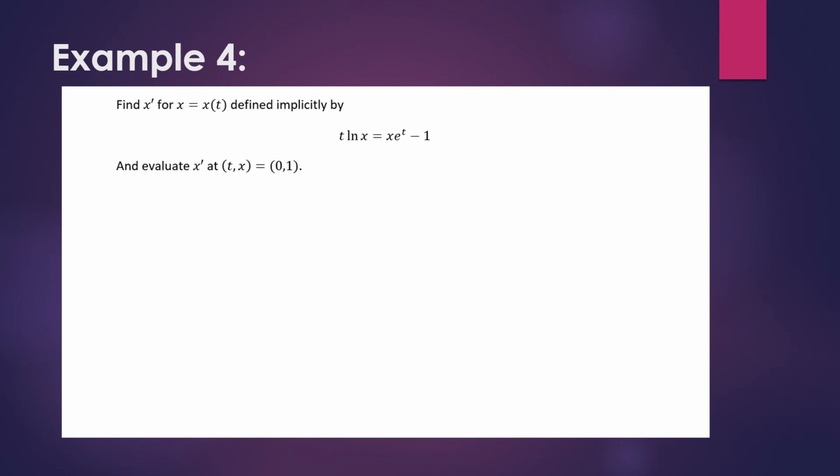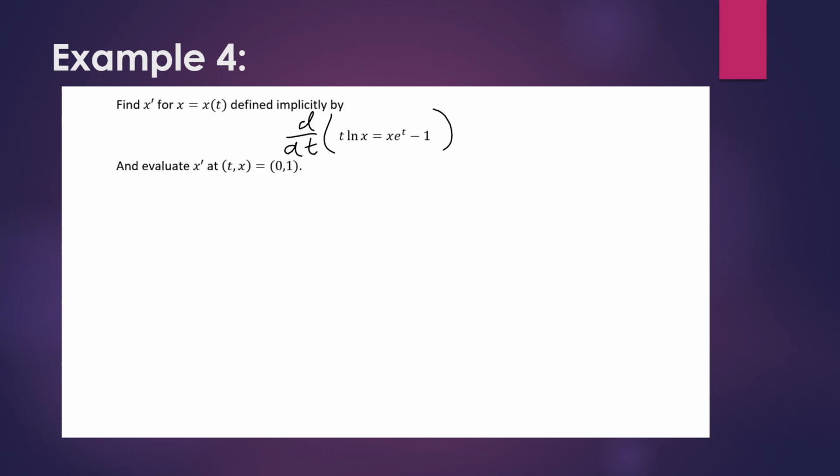And example 4, we're going to be finding x prime, where x is a function of t, and they say that we're going to be doing implicit differentiation here. So they say t ln x equals x e to the t minus 1. Remember, this time we're going to be taking the derivative with respect to t. So we're taking d dt. X is no longer an independent variable.